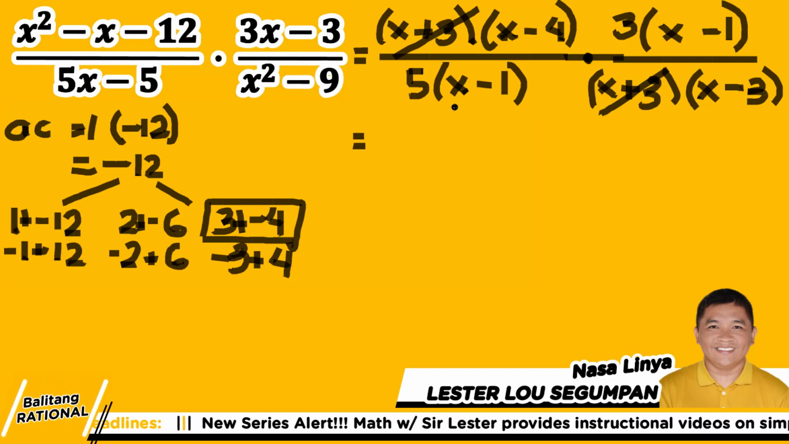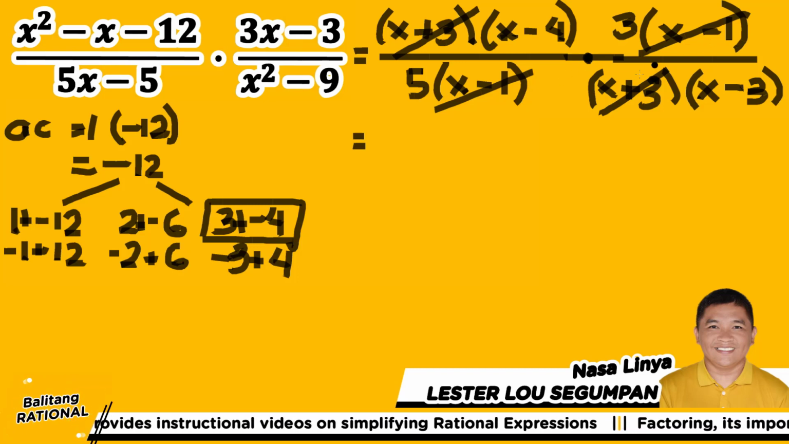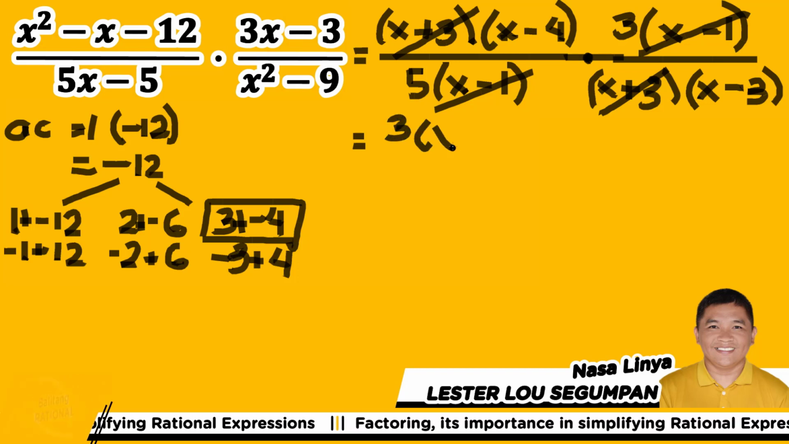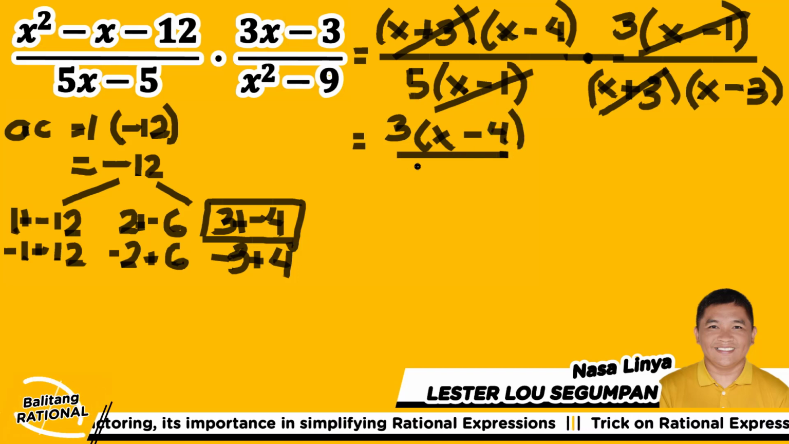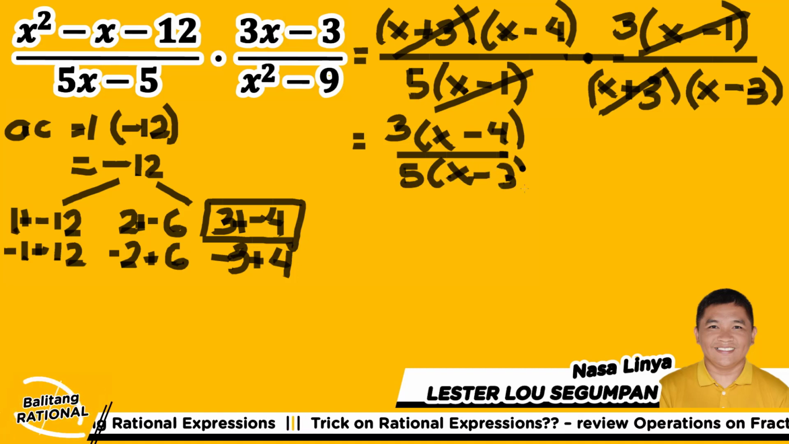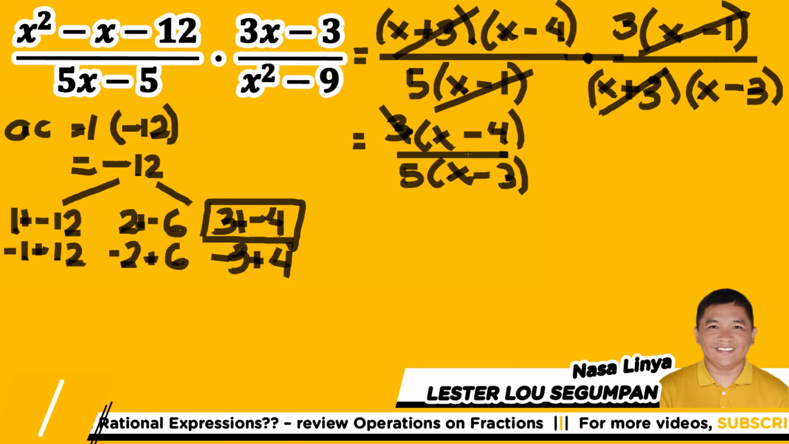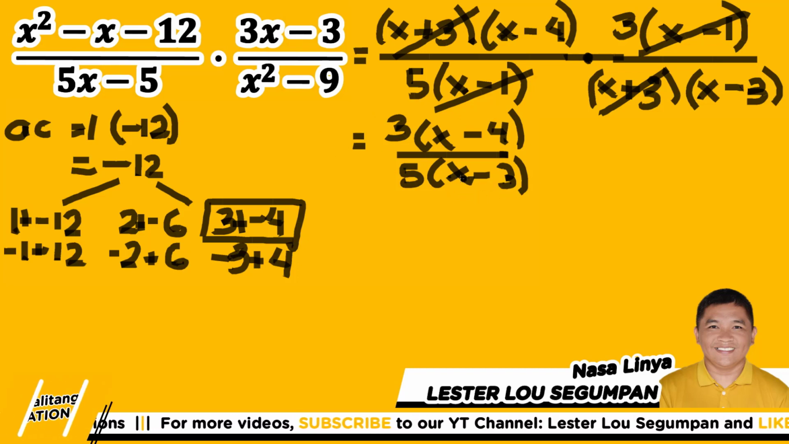This is also true with this expression and this expression here. Kasi may x minus 1 dito at saka may x minus 1 sa taas. So yung natitirang expression natin sa ating numerator ay 3 times x minus 4. All over, we have 5 times x minus 3. Don't be concerned with this kasi di yan pwede. The coefficient, while yung 3 sa baba is a member of a binomial expression. So this is now the result after we have applied the cancellation law.